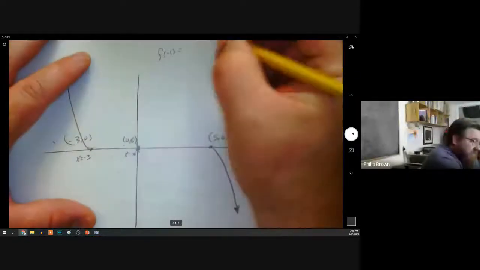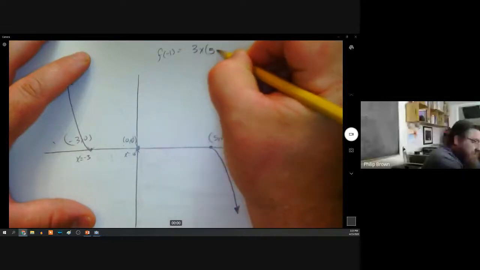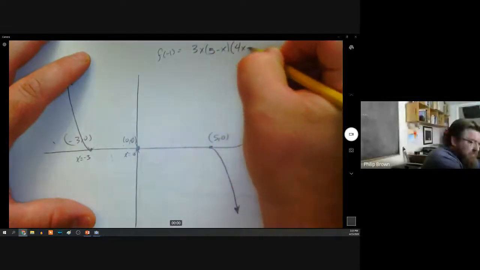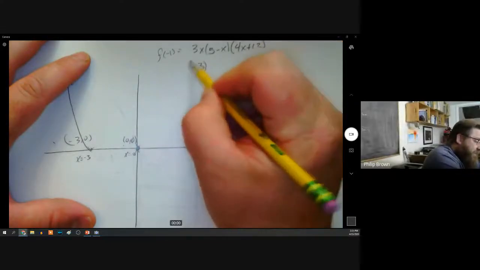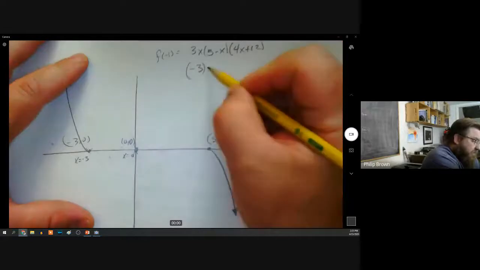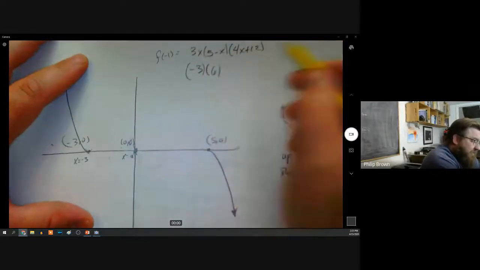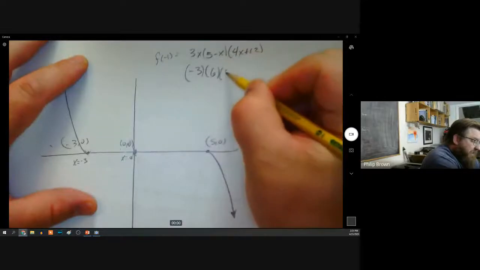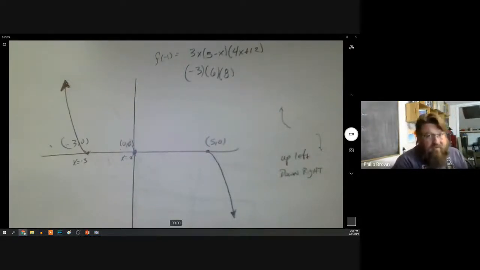Our equation was what? 3x, 5 minus x, 4x plus 12. So that's going to be -3. Good. We're putting in a -1, so that's going to be 6. And a -1, that's going to be 8. You guys okay with what I'm doing right there? I'm just putting the -1 in for all the x's, and you don't actually need the number. It doesn't matter what the number is.